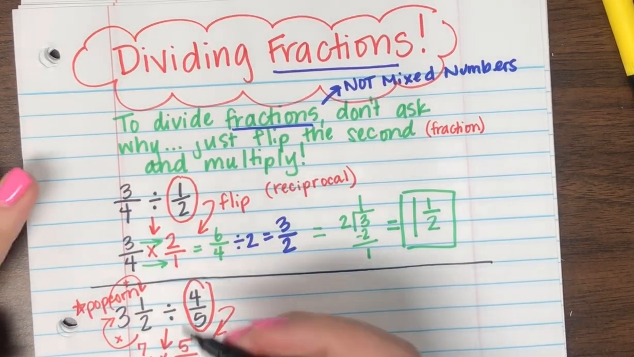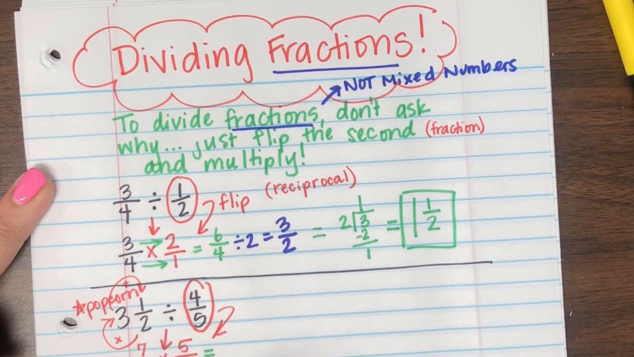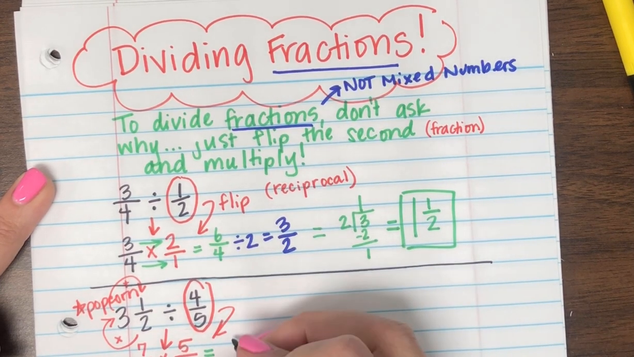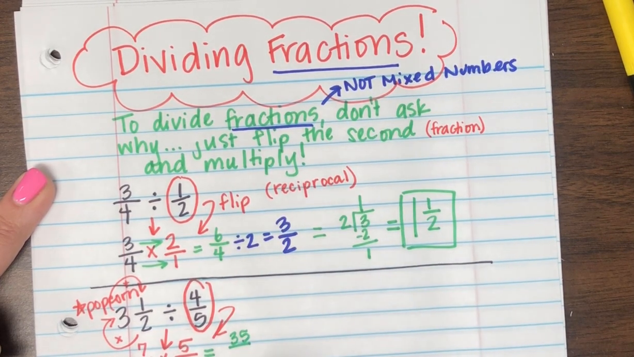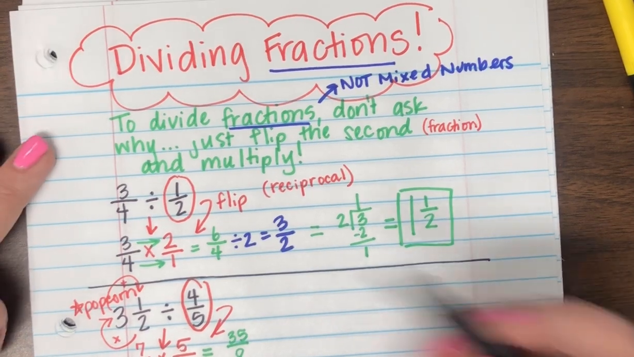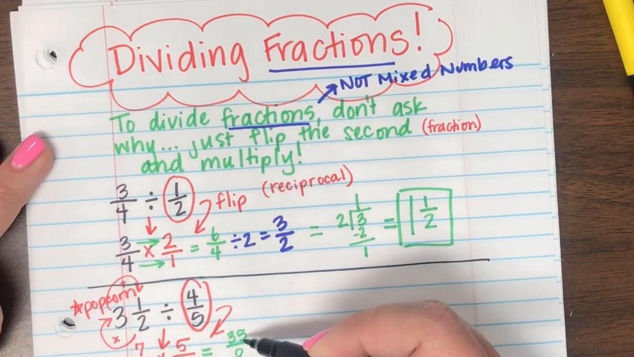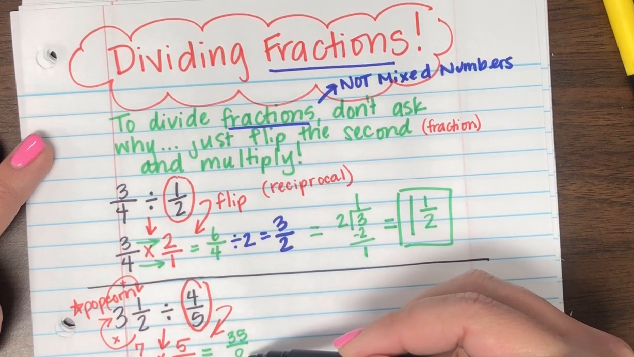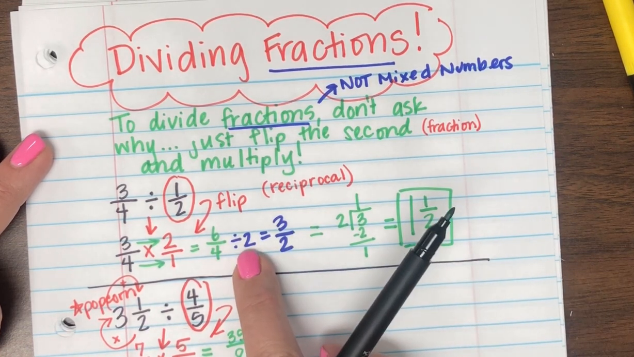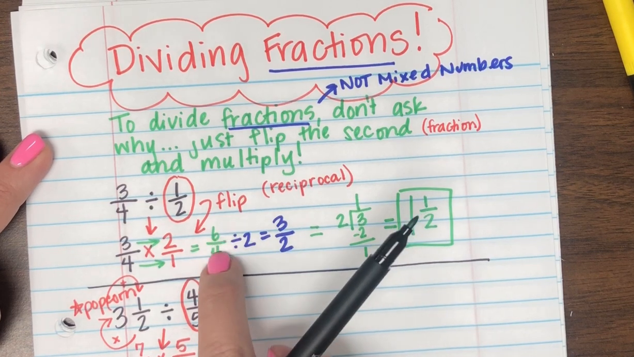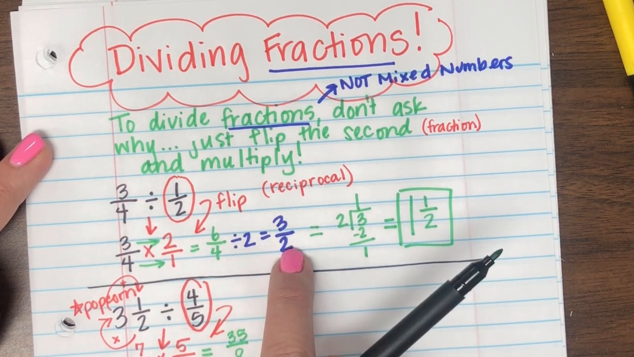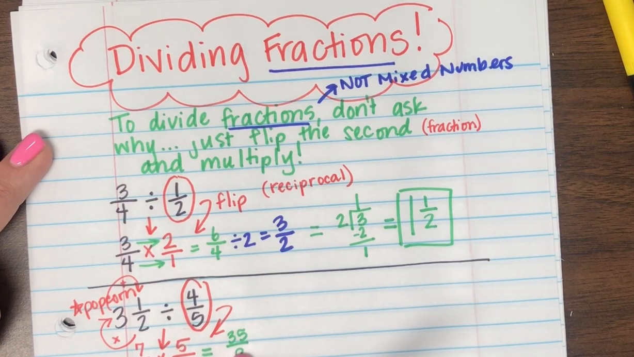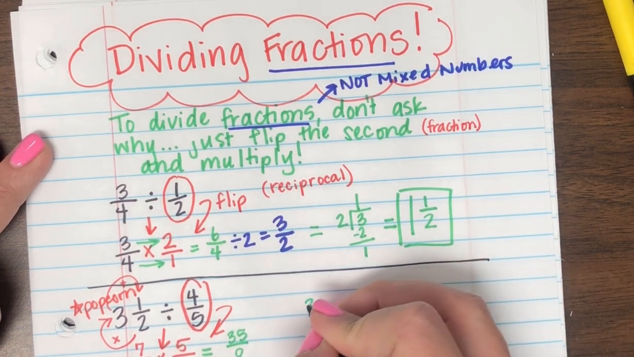So let's do top times top. 7 times 5 is 35. Bottom times bottom, 2 times 4 is 8, okay? So again, we have an improper fraction, just like we would do any other time that we have an improper fraction. 35 and 8, they don't have any common factors like I had up here, right? 6 and 4 had a common factor, so I could go ahead and do some simplifying there. 35 and 8 don't have any of those, so I'm going to just do some division.